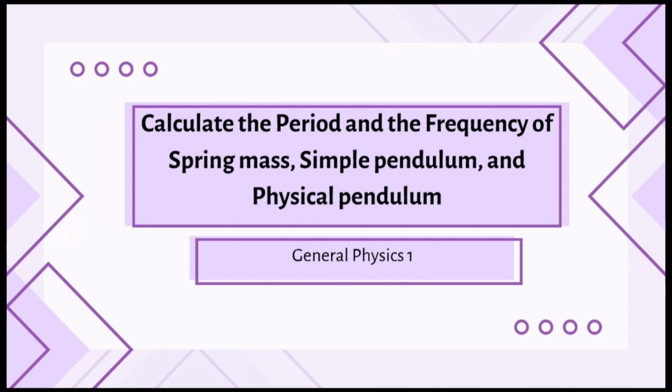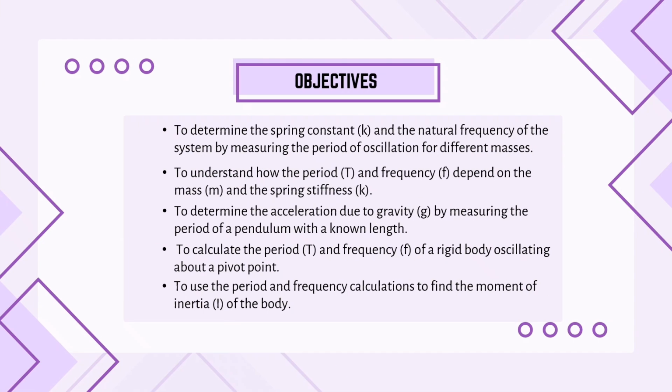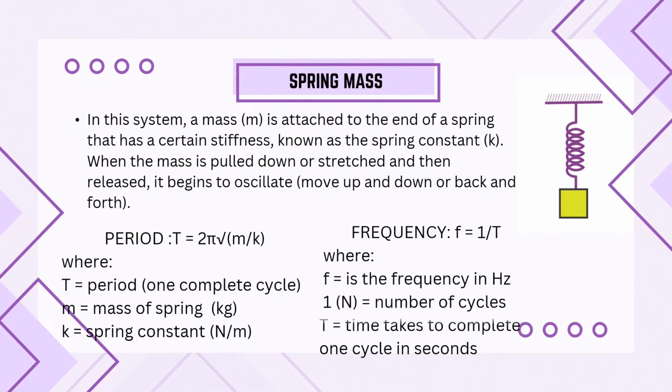Today we will tackle how to calculate the period and the frequency of a spring mass, a simple pendulum, and a physical pendulum. Objectives: at the end of the discussion, you will be able to determine the spring mass constant and the natural frequency of the system by measuring the period of oscillation for different masses.